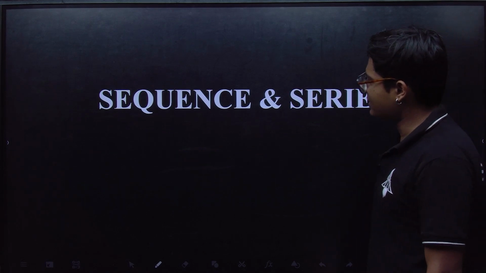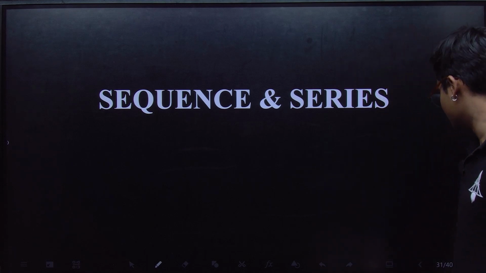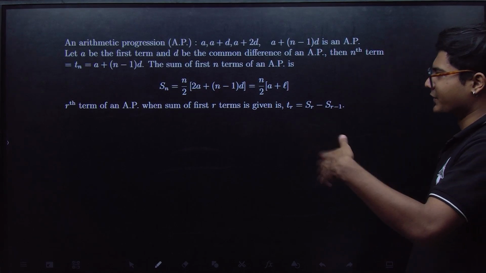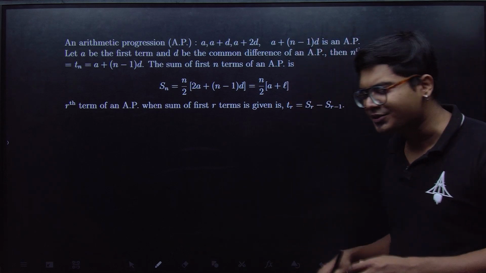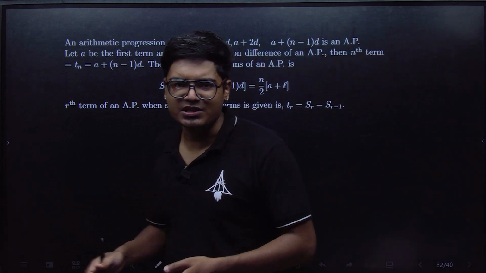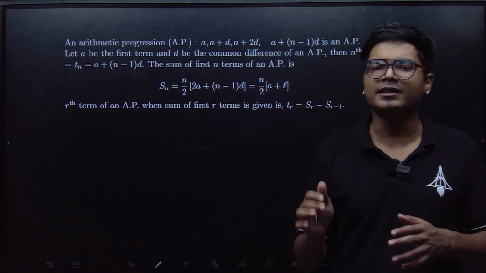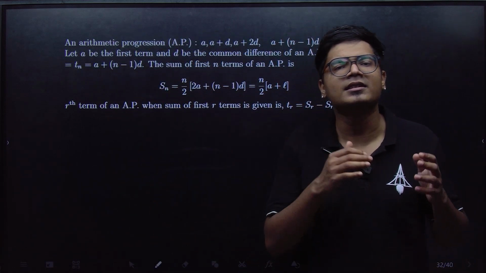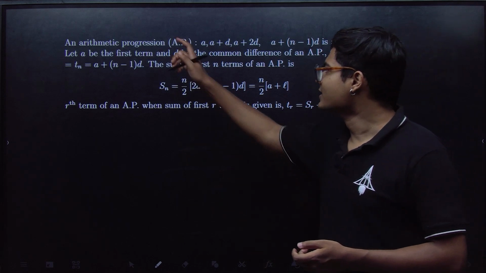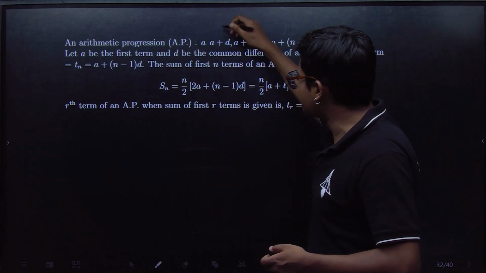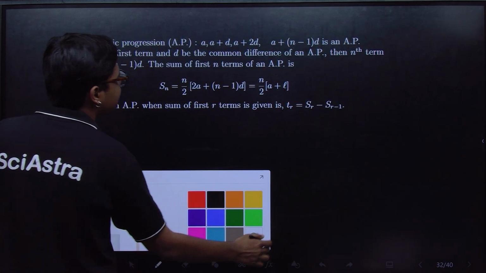Coming to the next chapter, which is sequence and series. Again, one of the simpler chapters. There are only a few formulas that you need to remember from here. So the first progression we'll talk about is the arithmetic progression. So what exactly is an arithmetic progression? If you have a sequence of numbers where the difference of any two consecutive numbers is constant, then that particular progression is known as an AP, right? And the constant difference that you get is known as the common difference. So an AP basically will look like a, a plus d, a plus 2d, and so on and so forth, right? That is the idea of what an AP is.